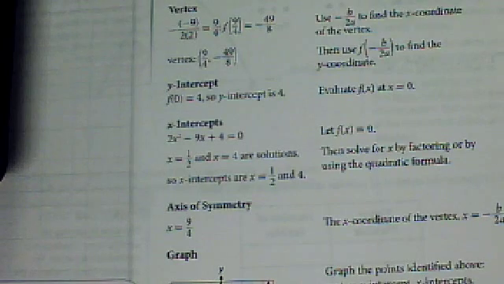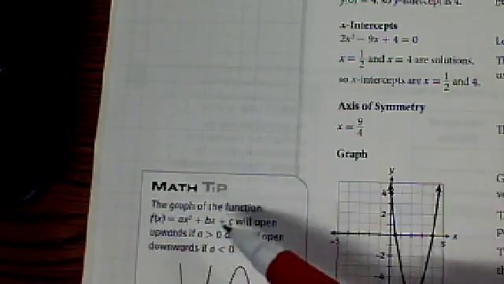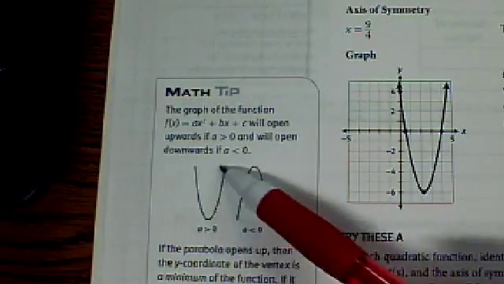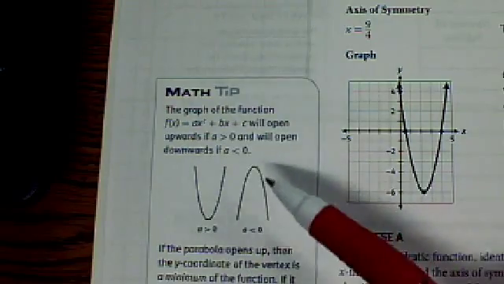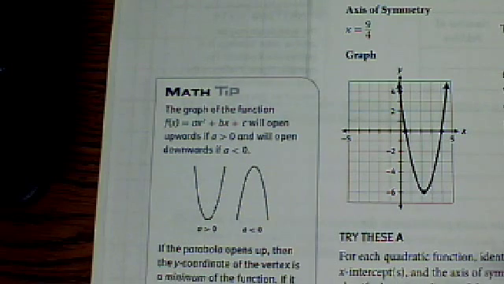Once you have all of those key points, graphing is so much easier. So let's do one of these. Let's just do A to get the idea. Now, you notice over here that they show you a little math tip. If your A is positive, your parabola will always open up. If A is negative, your parabola will always open down.